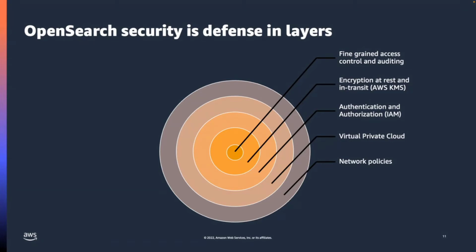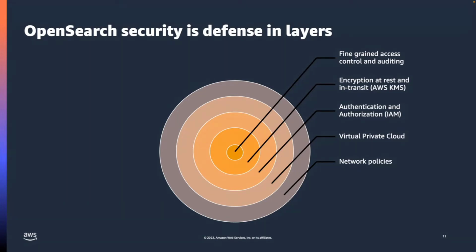The next we have is the encryption at rest and in transit. We talked about this a little bit, and you can use AWS KMS keys. Either you can use the ones that we will create on your behalf and store in your account, or you can bring your own key. And the inner circle is the fine-grained access control. This is where you can have very deep, granular access and data permissions control.